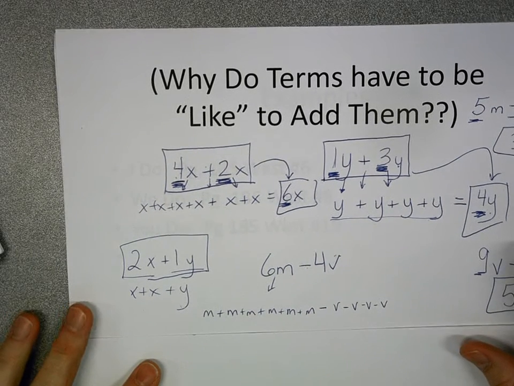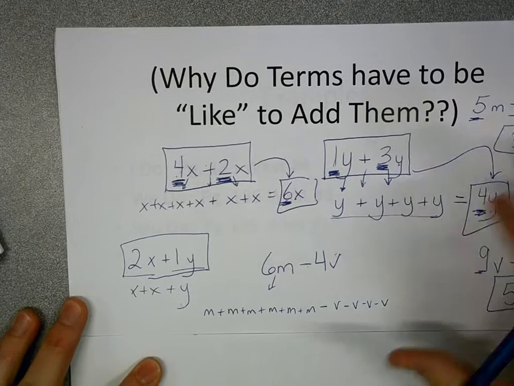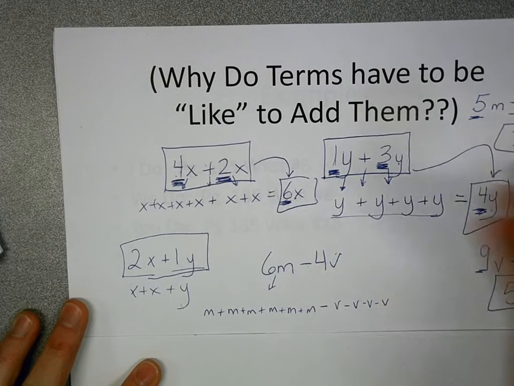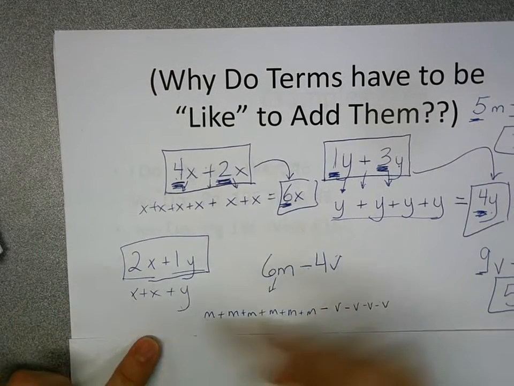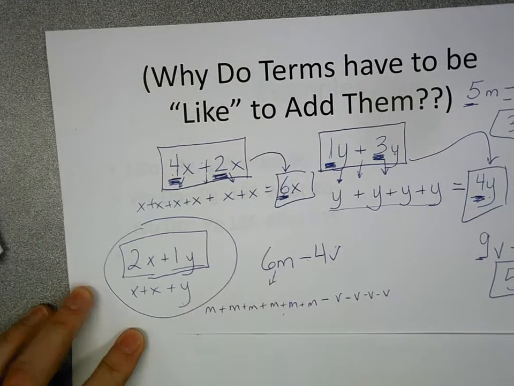All right, now it's going to get a little more challenging, but I wanted to start off with some basics. Basically, why do terms have to be alike to add them? And here's why. That explains it. Okay?